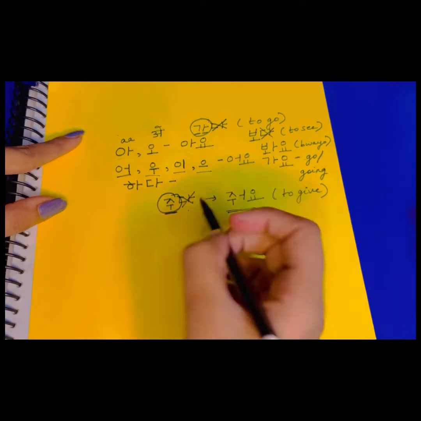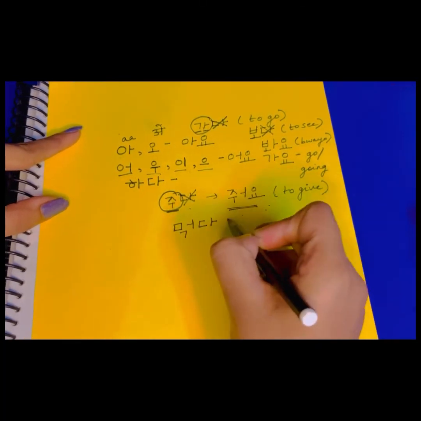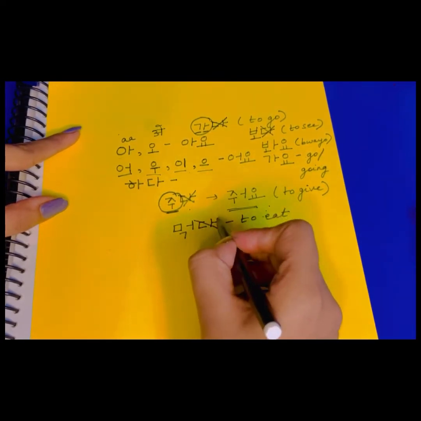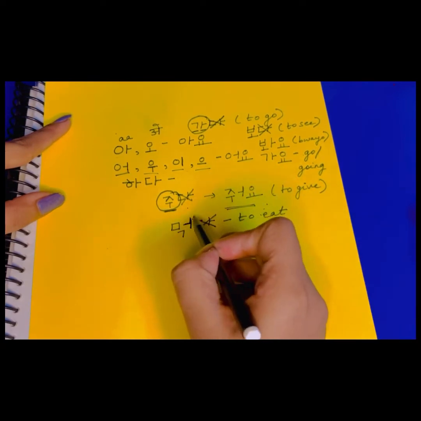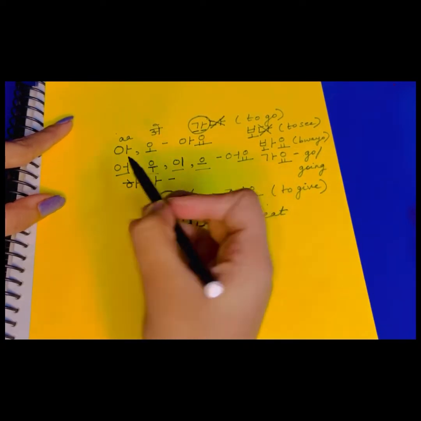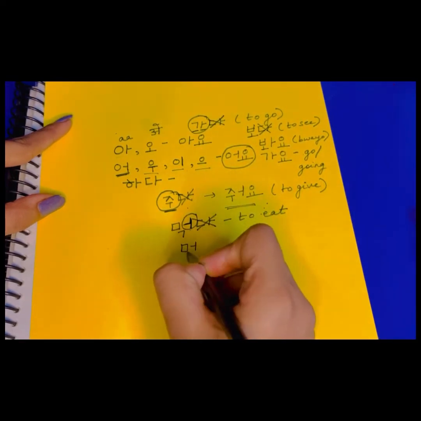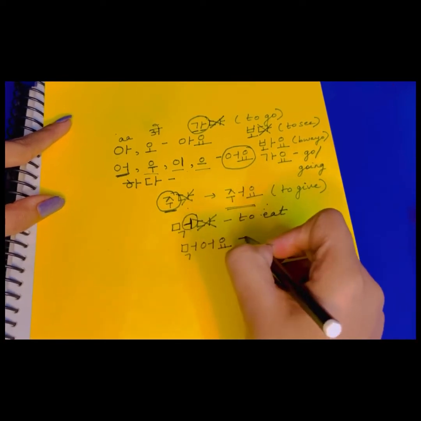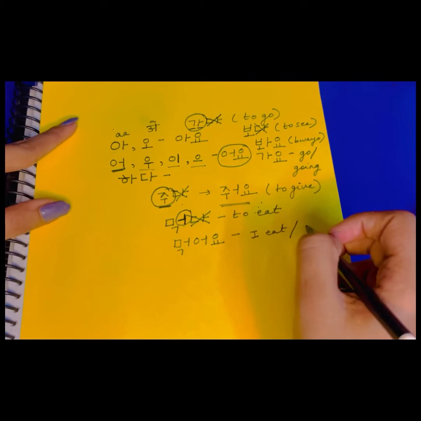Okay. Then there's a word called mokta. I hope you all are acquainted with it. Mokta means to eat. When you remove da, you will not look at the consonant. You will look at the vowel. The vowel is o, right? Because whenever any word ends with o, what do we add? Oyo. So, mok, you remove da and replace it with oyo. Mogoyo means I eat. Okay, you eat, she eats, anything.